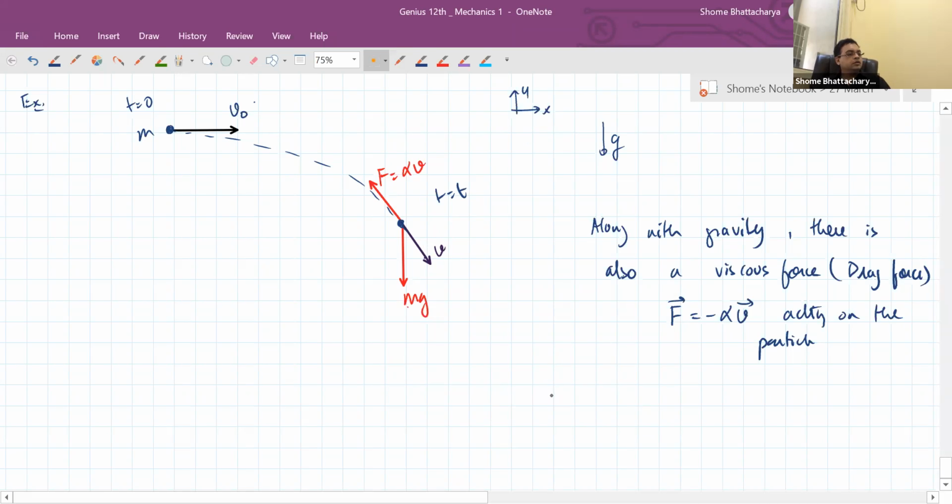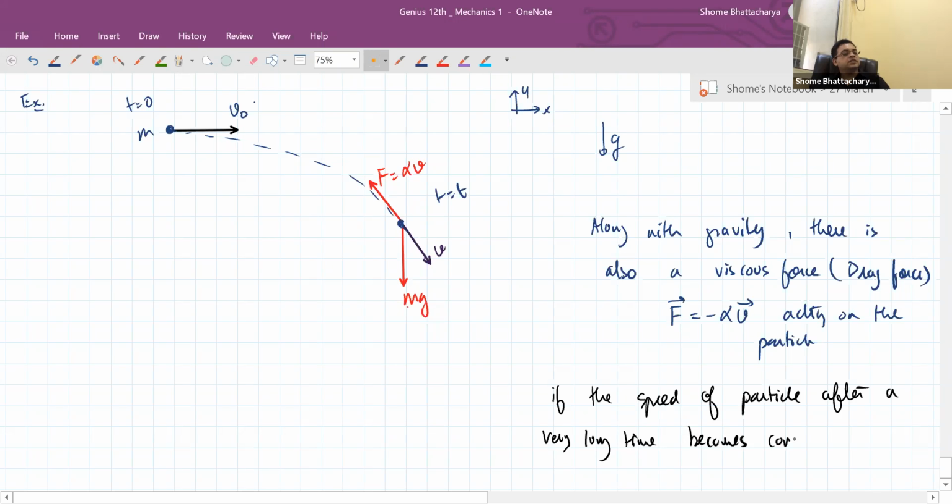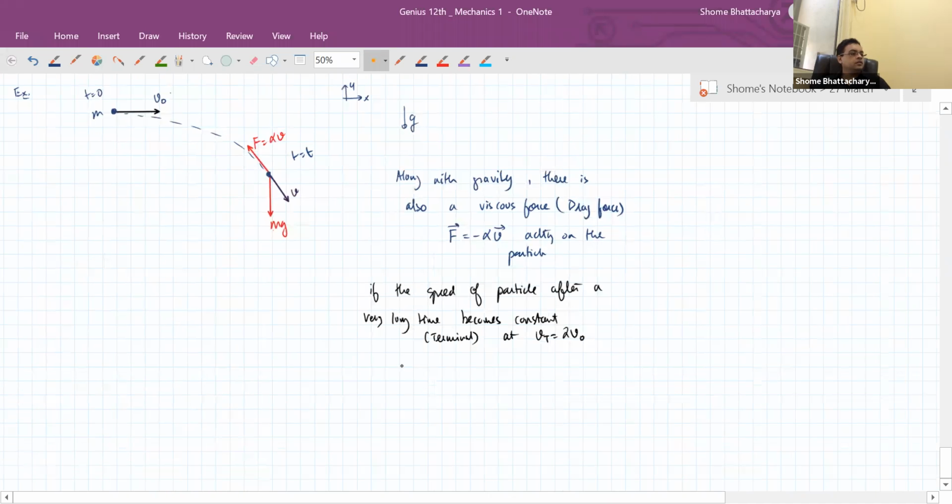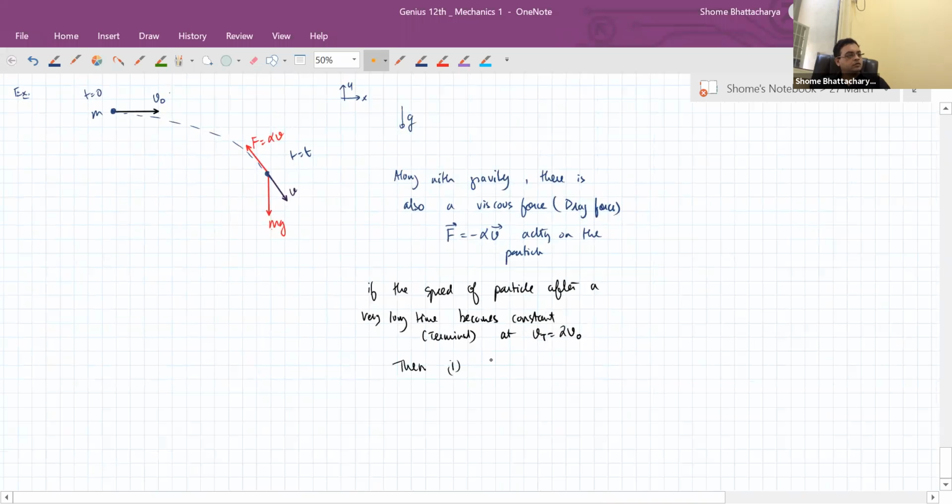So if the speed of the particle after a very long time becomes constant, or terminal speed, at V terminal equal to 2 V naught, then first of all, find alpha in terms of V naught, m and g.